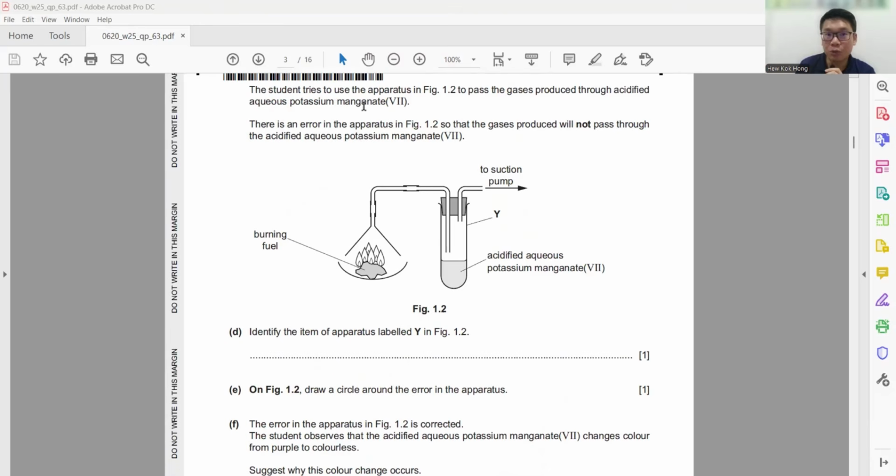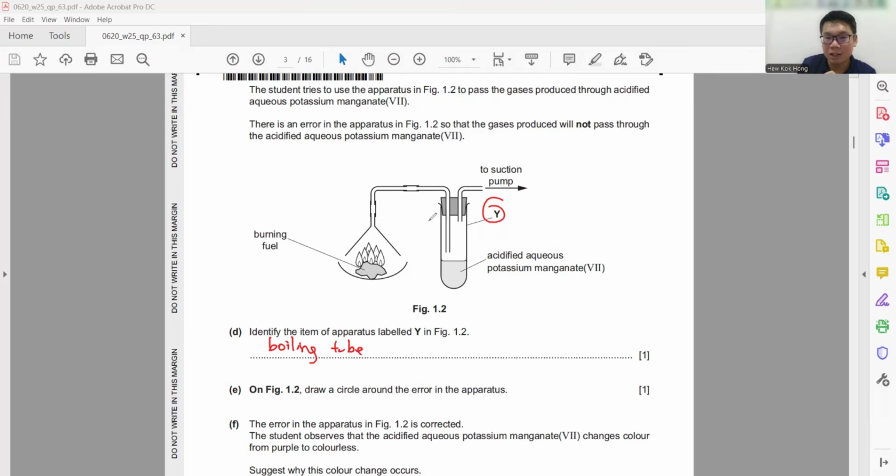The student tries to use the apparatus in figure 1.2 to pass the gases through acidified aqueous potassium manganate(VII). There is an error in the apparatus in figure 1.2 so that the gases produced will not pass through the acidified aqueous potassium manganate(VII). D. Identify the item of apparatus labeled Y in figure 1.2. This is a boiling tube. On figure 1.2, draw a circle around the error in the apparatus.